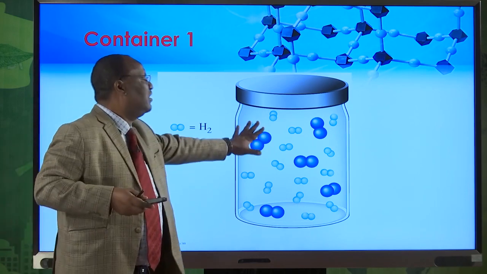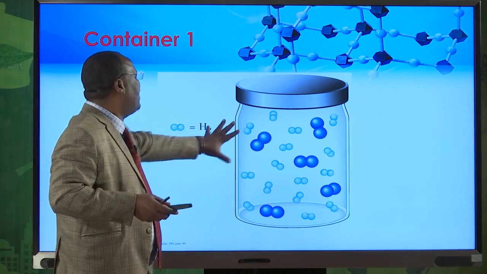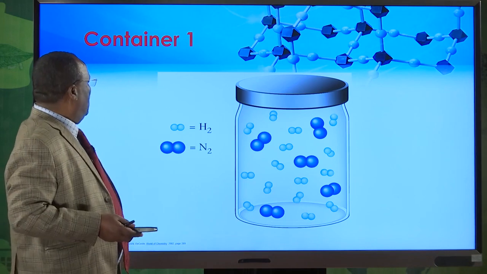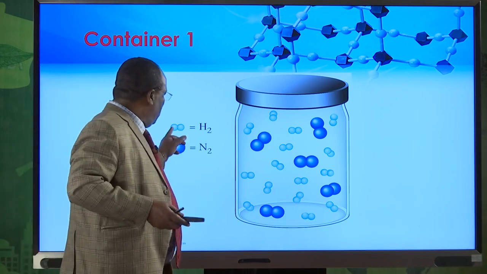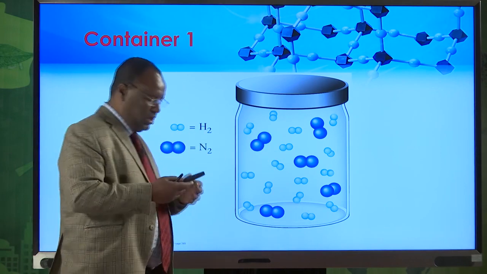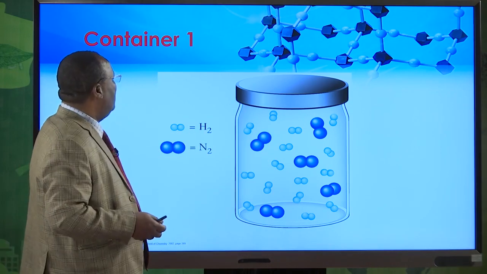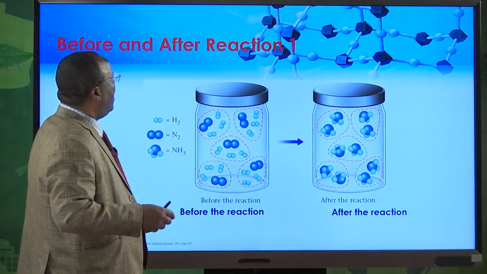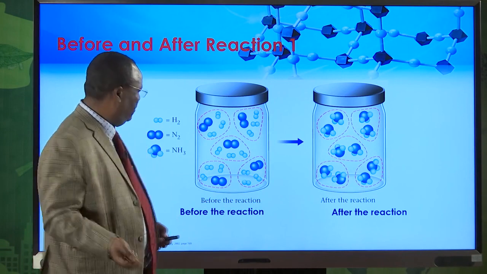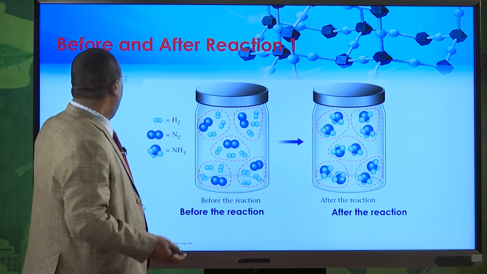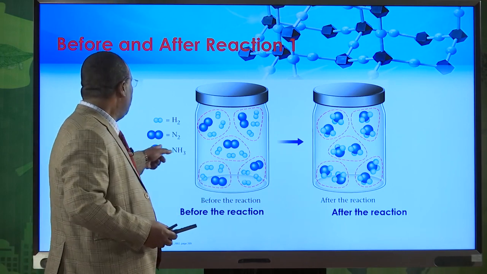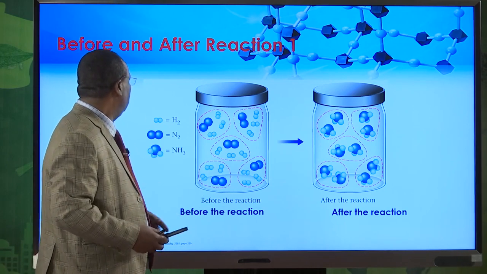Here in this container, we have hydrogen and nitrogen molecules. This is a vessel. This one represents a hydrogen molecule, the other one represents a nitrogen molecule. So the reaction between hydrogen and nitrogen will give you ammonia gas, before the reaction and after the reaction. This represents the ammonia molecule.